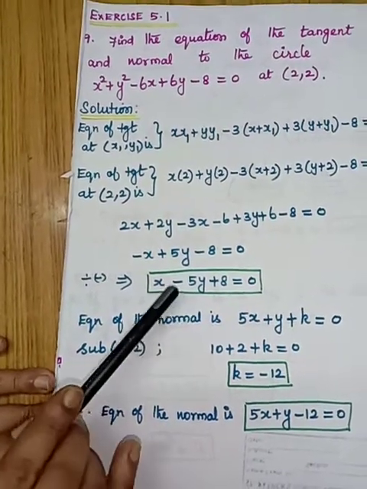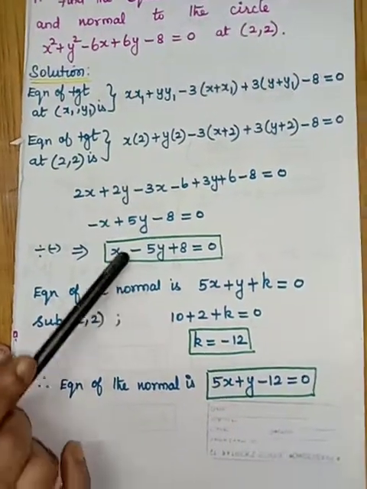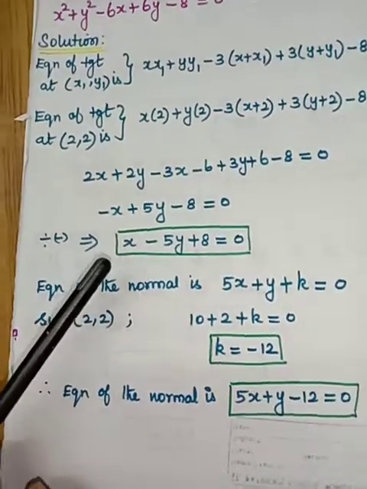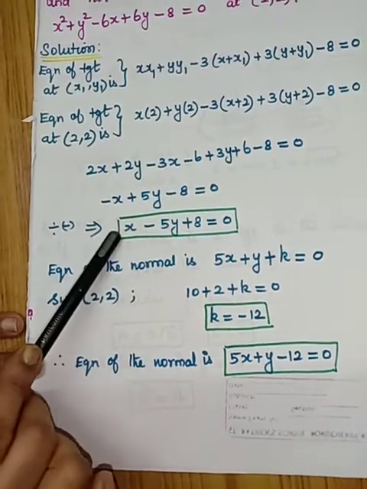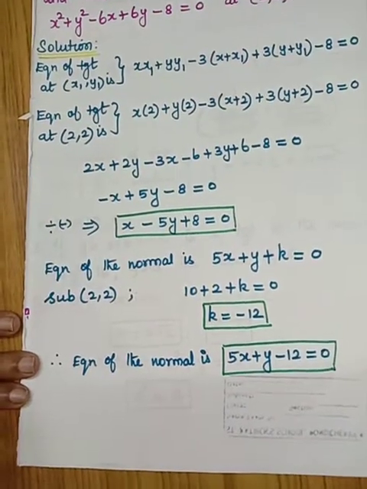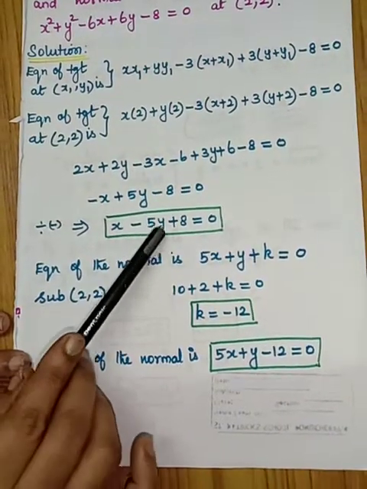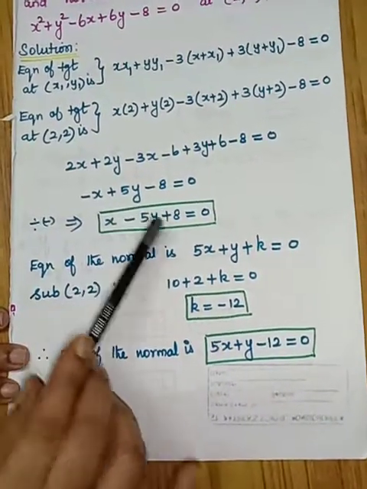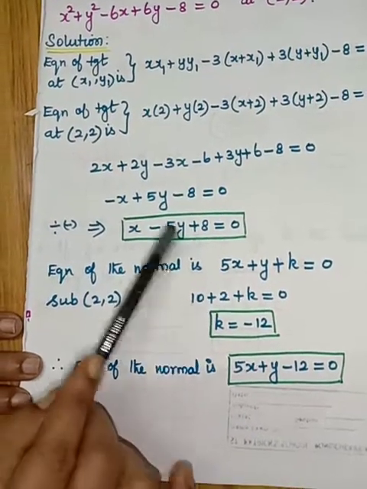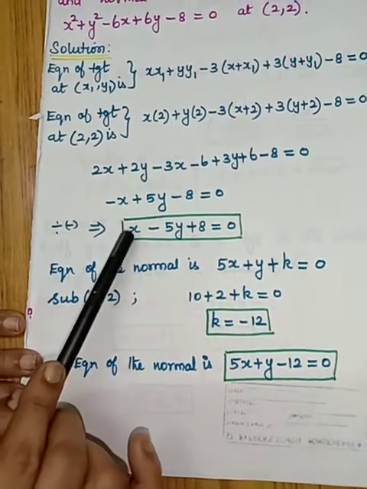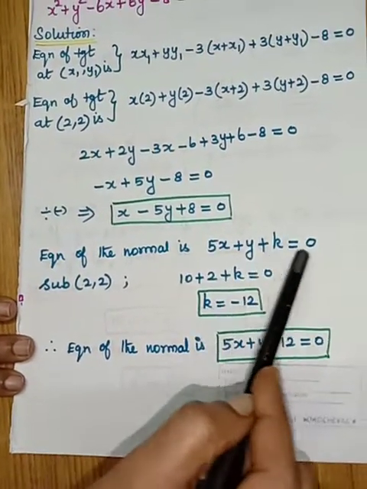Okay, so this is the equation of the tangent. You are going to write the normal, that is a perpendicular line to this. So how to write the perpendicular line? You have to interchange the coefficient of x and y and change any one of the signs. So here minus 5y I have written as 5x. So y is changed as x and minus I have changed as plus. Then x has to be replaced as y. Okay, 5x plus y plus k is equal to 0.